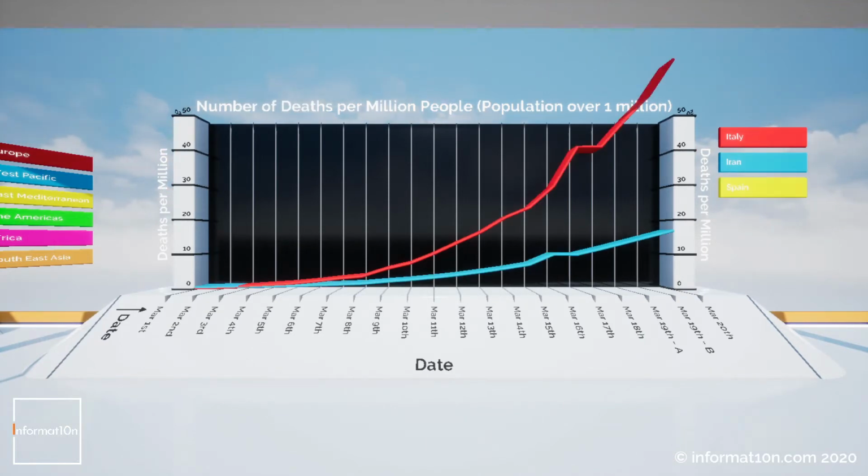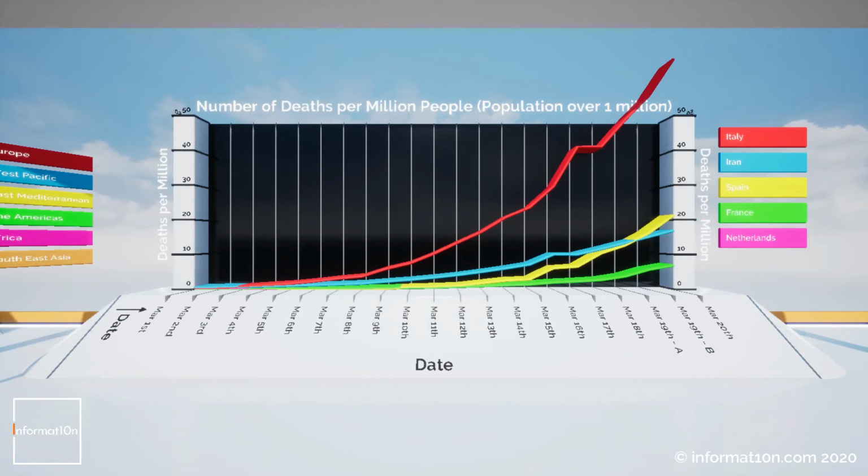First line here is Italy. Second line is Iran. Then we have Spain with the yellow line, followed by France with the green line, and then we've got the Netherlands, and finally Switzerland. Now, these 6 countries currently have the highest number of deaths per million people in the population. All of these curves have a similar kind of upwards trend.